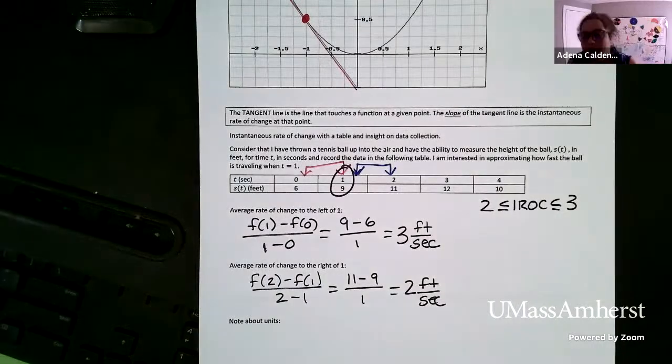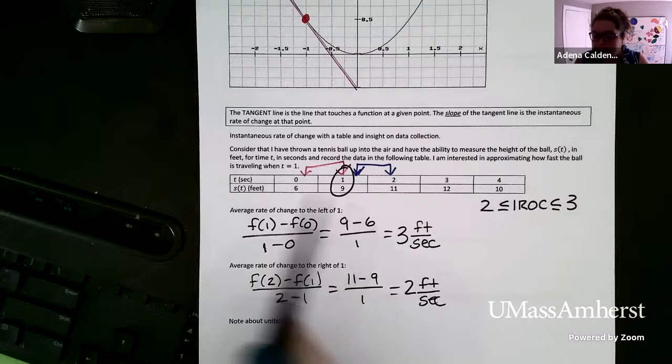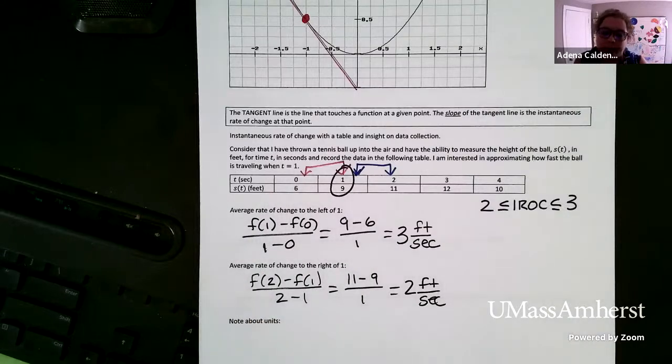And so what we do now is we say, okay, with things like tables, right now with this table, the way it's given, we don't have the ability to get any closer to 1. Right?